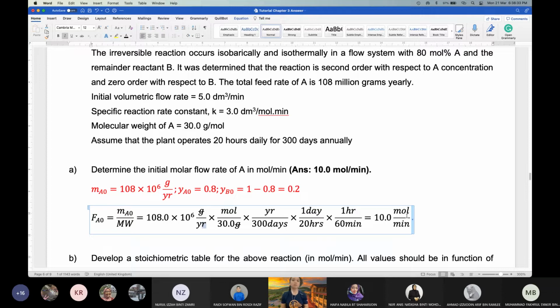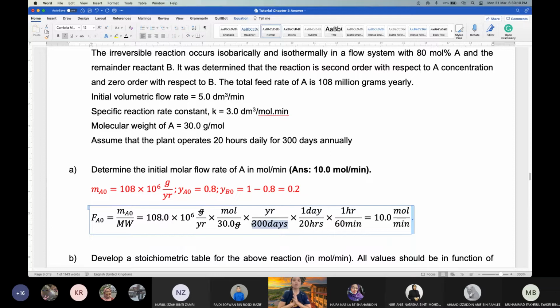However, for you to convert year to minute, you must understand you cannot just convert 1 year to 365 days and so on, because the plant has limitation in terms of the time. In the plant, for every 1 year, the plant only works 300 days. So the conversion factor is 1 year to 300 days. That's why it becomes 1 year divided by 300 days.